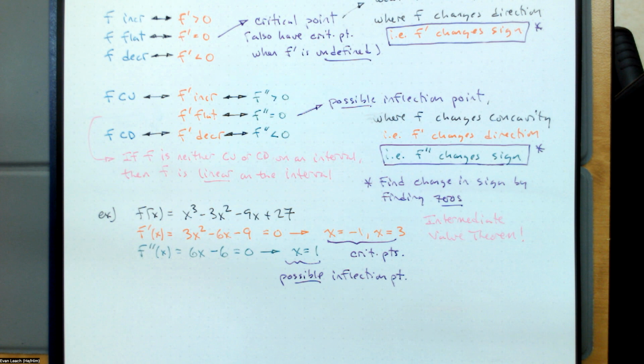So we definitely have critical points at -1 and 3. There are two points where the function is flat. We want to classify them as a local maximum or a local minimum.